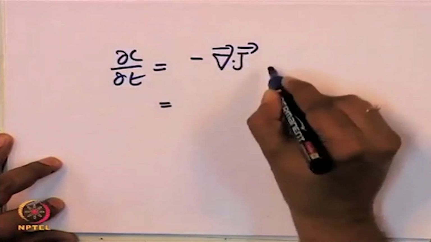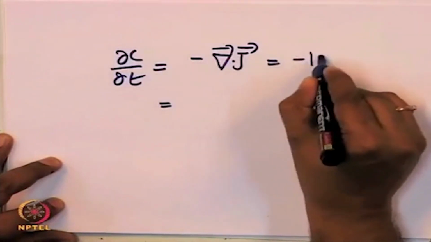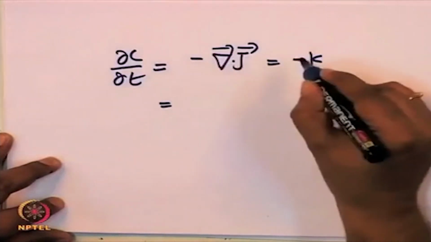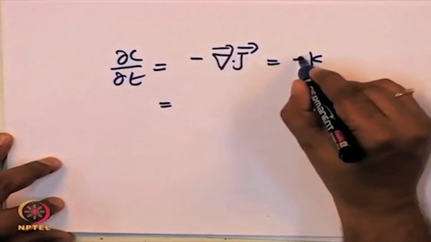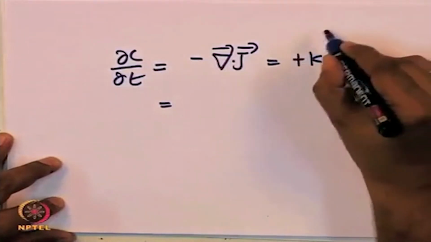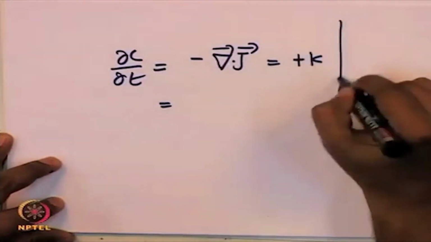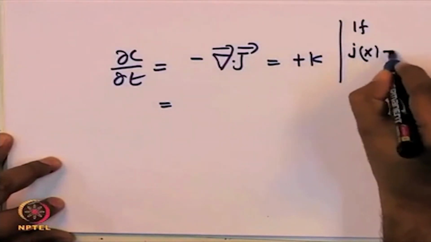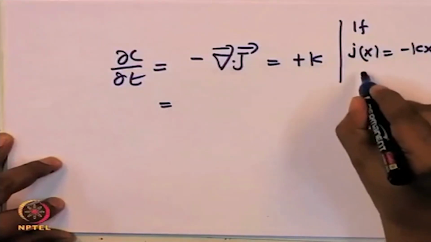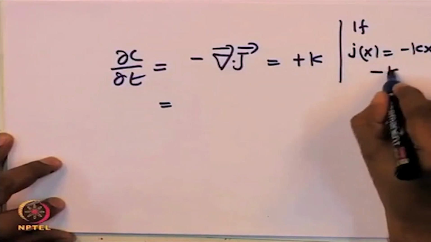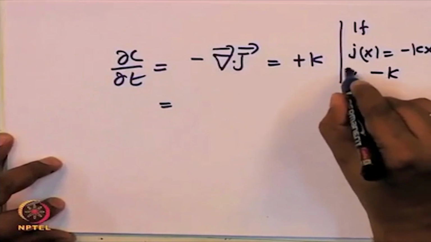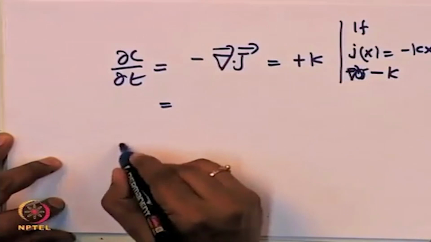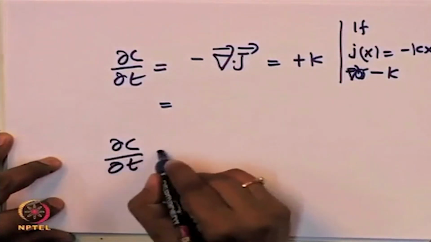and we found that del dot j is minus k. So, j is plus k. So, we found that if j is minus k x, del dot j is del j by del x, which is minus k. So, what does it mean? Del C by del t is equal to k.